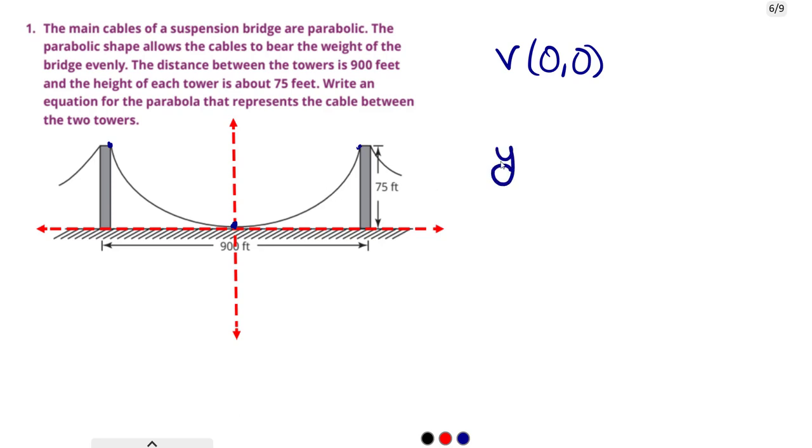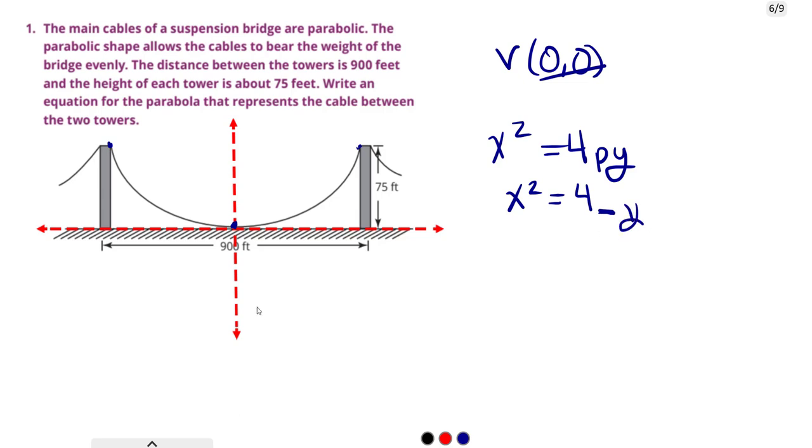Since this parabola is going up and down, we're going to want to choose to use the x squared equals 4py equation. And since our vertex is at 0, 0, we can go straight in here. But we don't have a number to plug in for y. So we need to figure out what that y value is, or that p value is. And the only way to do that is if we actually plug in values for x and y. So let's do that over on the side.